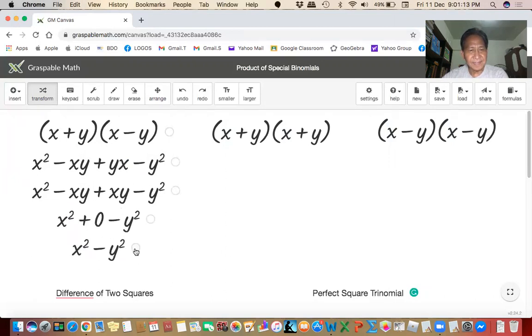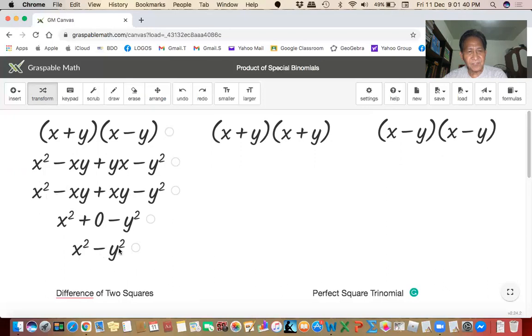Now let's see the intermediate step, the one that was not shown. So after I rearrange the terms so that they will be like terms, I combine them, and since they're the same except for the sign, they will cancel each other. So you get a 0. Now you can take out that 0 and express your final answer as x squared minus y squared.